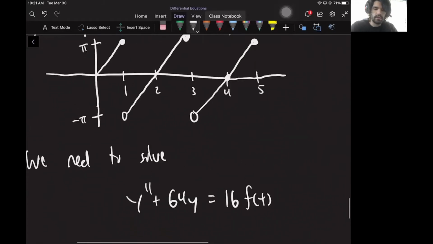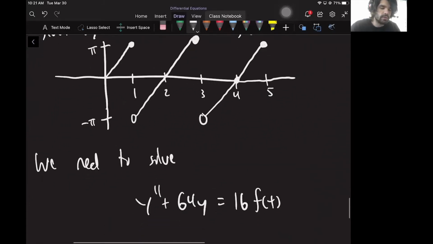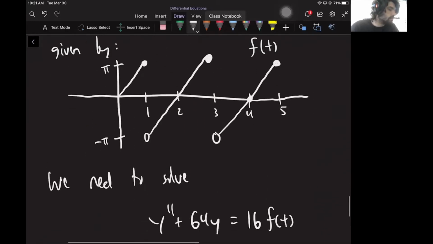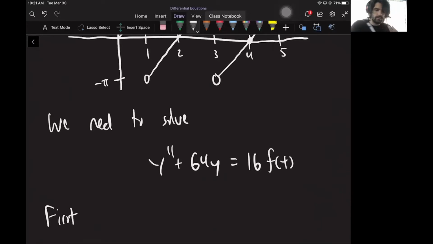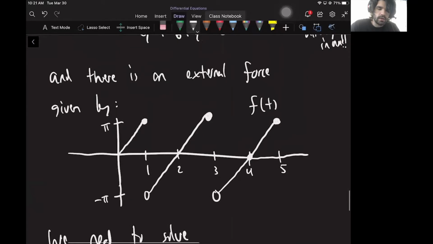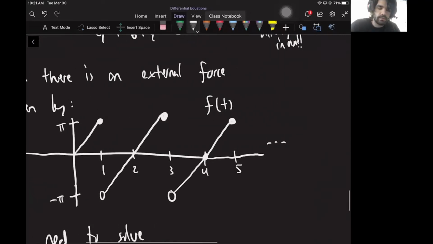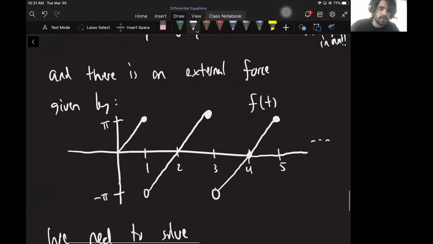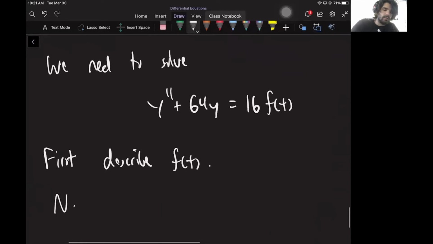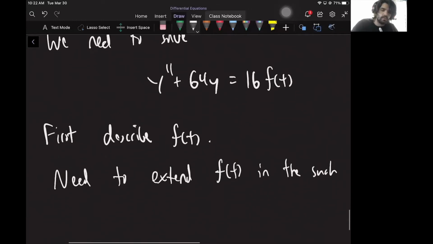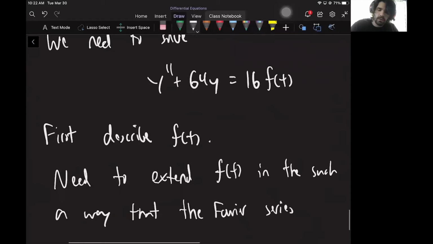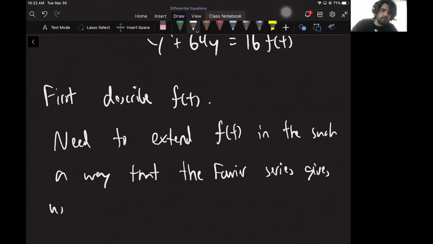But we need to solve this. And so I really need to describe f of t better so that I can solve this differential equation. So the first goal is to describe f of t. First, what we know is that Fourier series are good at this periodic motion. So if I can write down the Fourier series for something, then it'll look like this. But what's that something? Well, we need to extend f of t in such a way that the Fourier series gives us the correct force function.